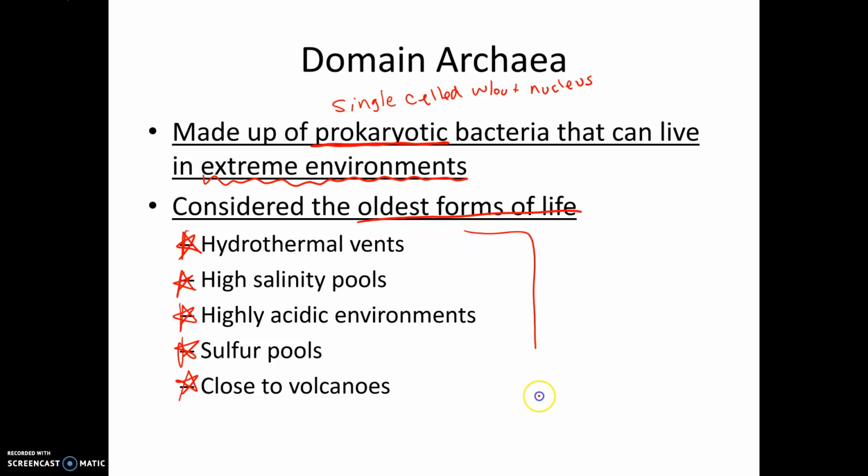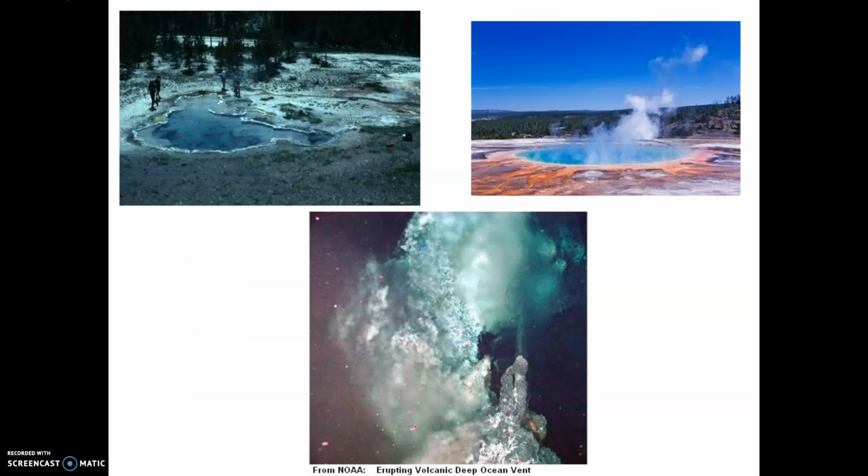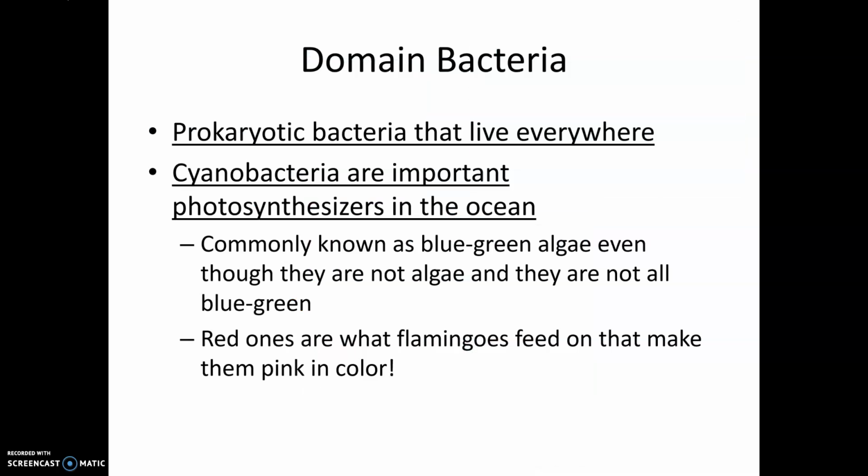And here are some examples of the places that you might find them. So here we can see our hydrothermal vents. We should be really familiar with this. We've talked about this extensively. We can also see some of our high salinity pools over here, and our really warm, hot sulfur baths. These are just some areas that we're going to find our Archaeobacteria, our prokaryotic single-celled bacteria without a nucleus.